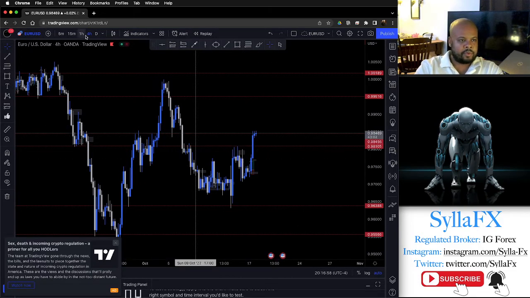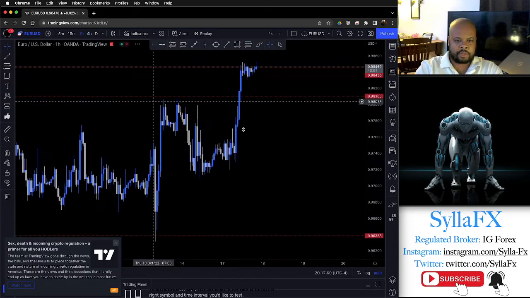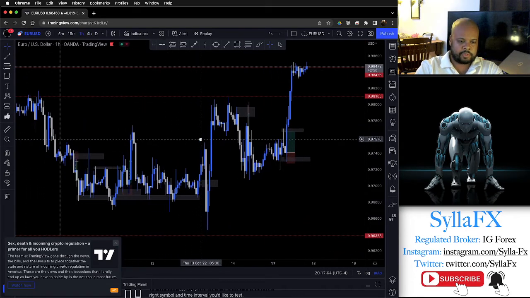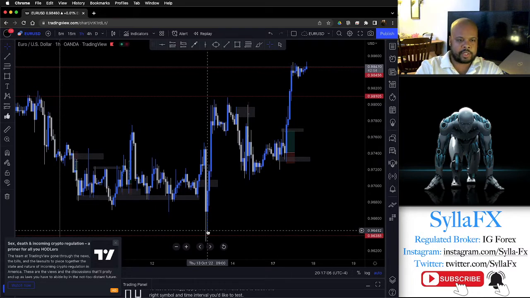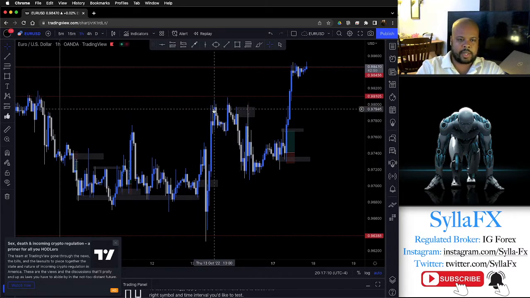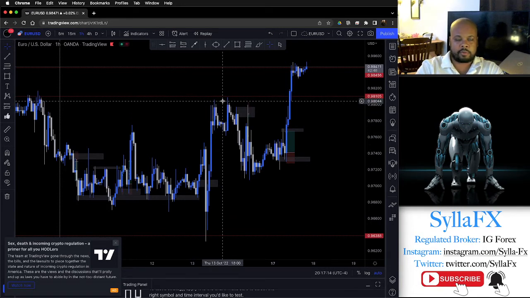So we'll go ahead and move down to the hourly chart, and as you can see, the levels are being respected. We got a rejection here off the support level, and then price is staying down below the resistance level at the top based on that 4-hour marking.